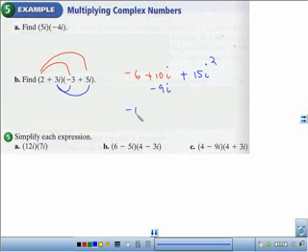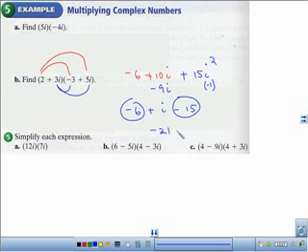Combine like terms. We'll get negative 6 plus i. And then i squared, remember, is negative 1. So 15 times negative 1 will give us negative 15. Combine the like terms, these two. So we're going to get negative 21 plus i. And that'll be our answer. Okay? Let's do another one of these real quick.